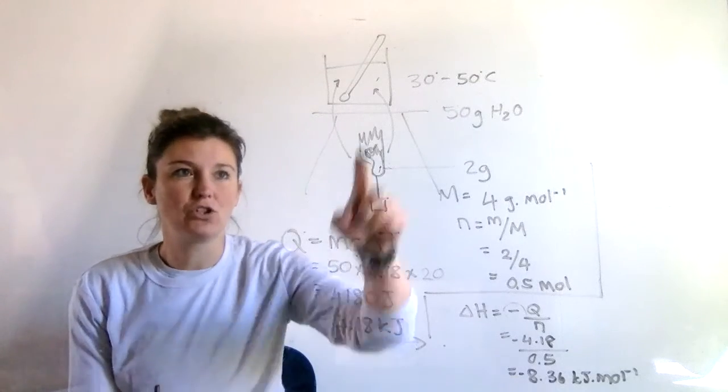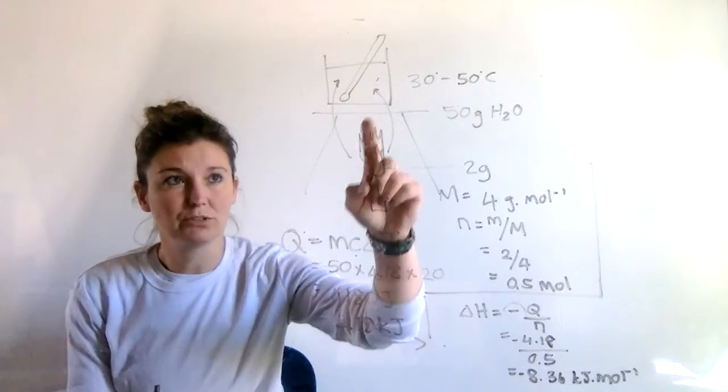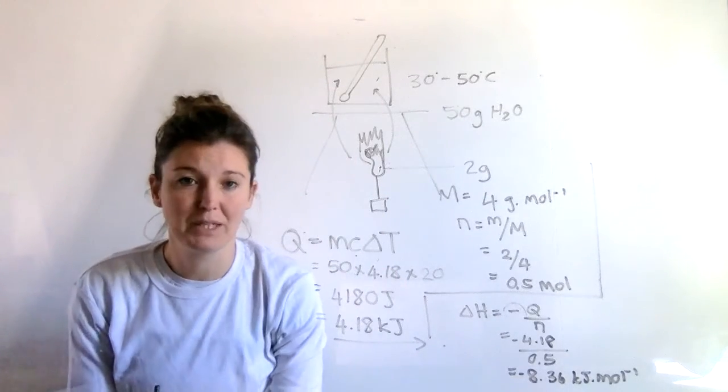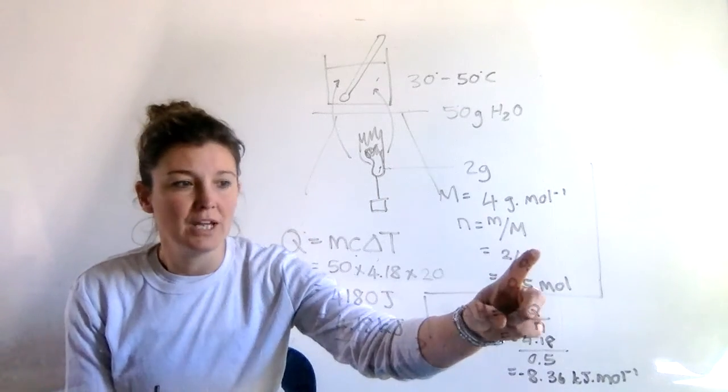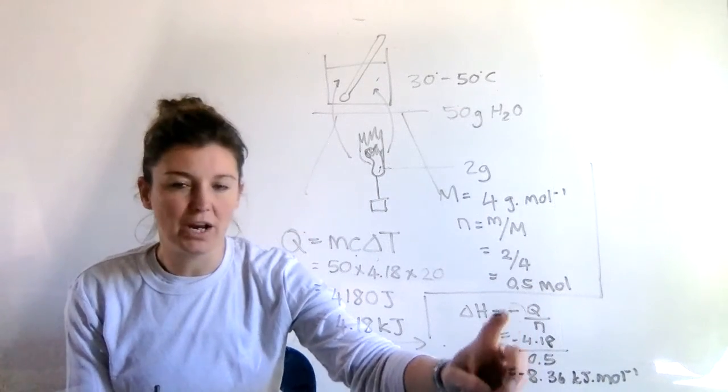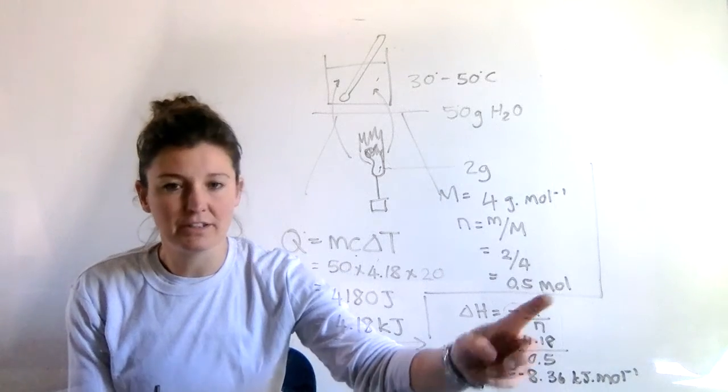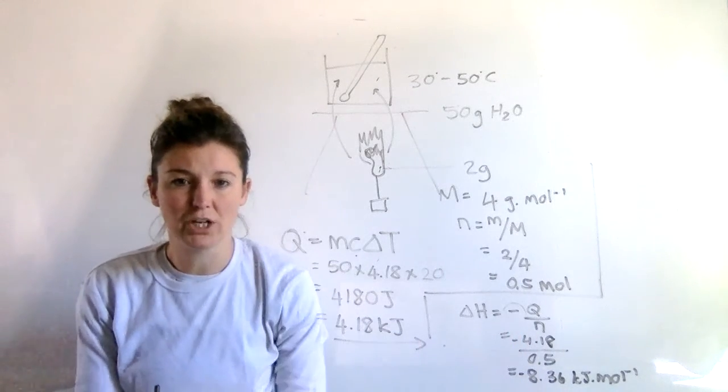Just make sure that you don't get tripped up by the mass of the water. Remember, it's the mass of the water, not the mass of the peanut. And the next thing to remember is to work out the moles and then change the sign of this equation when you work out the enthalpy change.